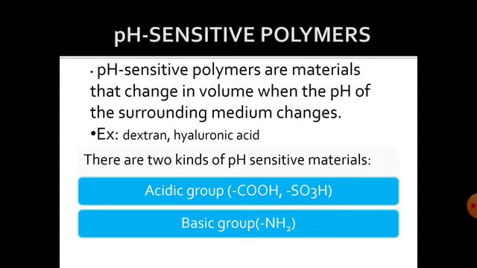pH sensitive polymers. These polymers are materials that change in volume when the pH of the surrounding medium is changed. The shape of these materials depends upon the pH, the negative logarithm of hydrogen ion concentration; they depend on that pH condition.